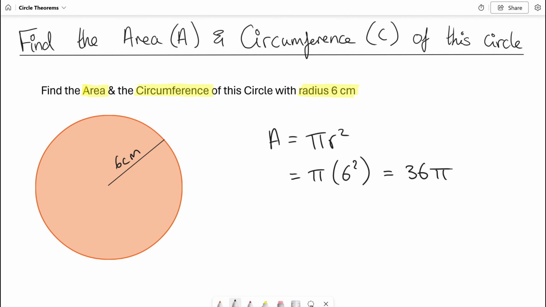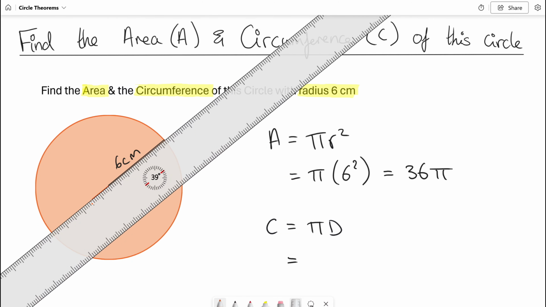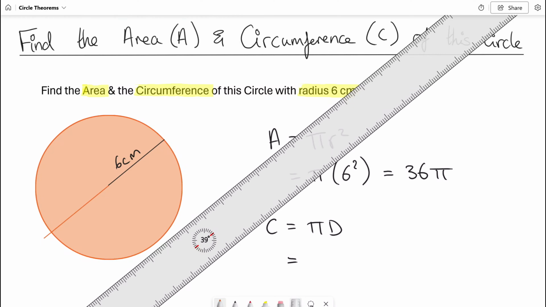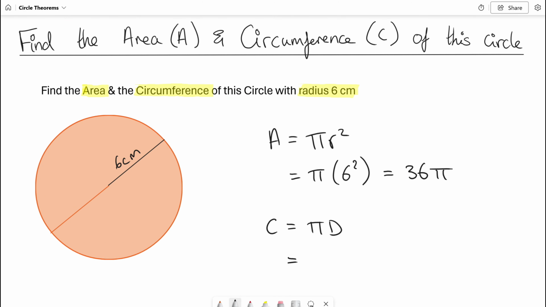Right, now let's look at the circumference. What is the formula for the circumference? It is pi d. Cool. So now we're just going to put in our numbers. What is the diameter? It is double the radius. We've got to find out the whole line, not half the line. Yeah, so pi is still pi.